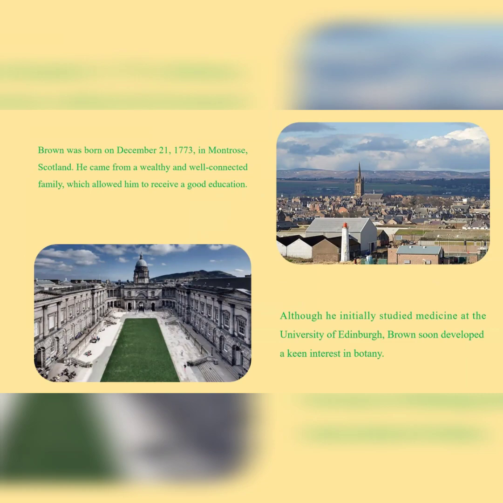Brown was born on the 21st of December 1773 in Montrose, Scotland. He came from a wealthy and well-connected family, which allowed him to receive a good education. Although he initially studied medicine at the University of Edinburgh, Brown soon developed a keen interest in botany.